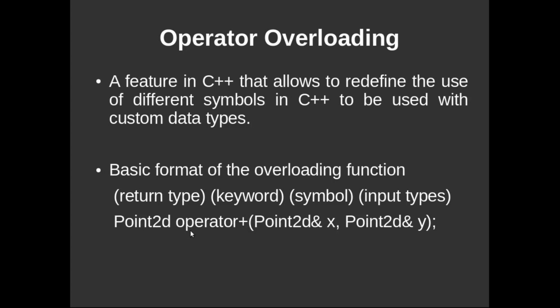Then we use the operator keyword. That's the keyword that we use when we perform operator overloading. And then the symbol plus, because this is the symbol that we want to overload, because we want to add two point2d type variables x and y. So this is the overall function signature that we'll be using across multiple symbols. So we can have a negative symbol here, we can have two equal signs here, and many other symbols that are available in C++.